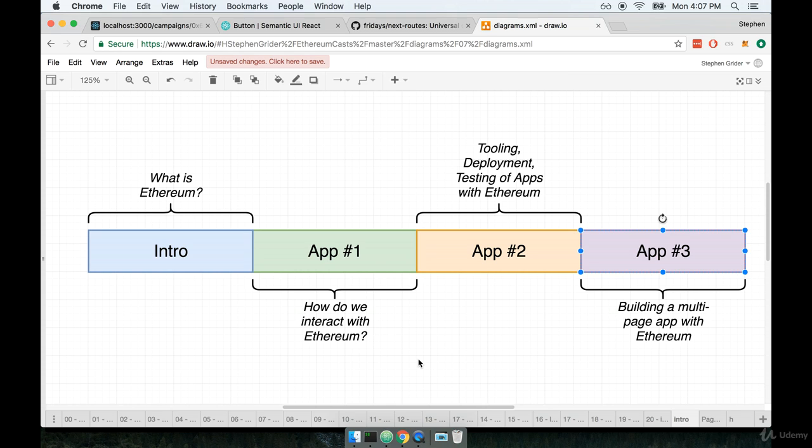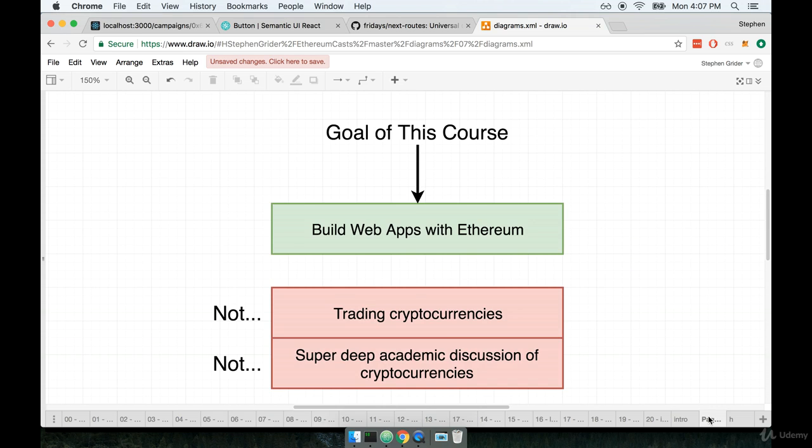Okay, so that's just a very quick overview. Now there's a couple of other notes I want to give you very quickly. The goal of this course is to teach you how to build web apps with Ethereum. That is the goal. So there are going to be some topics that we don't quite brush on quite so deeply as you might wish.